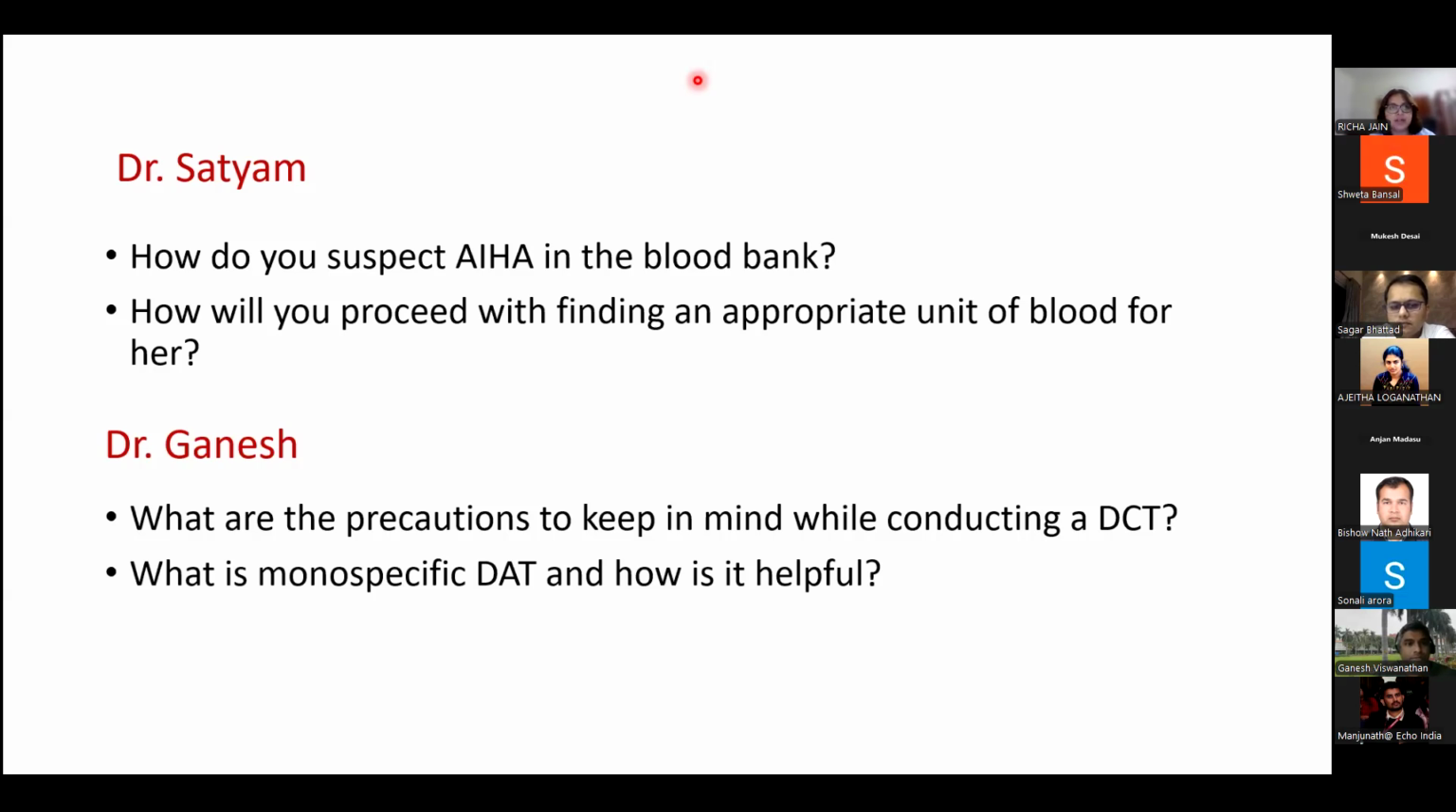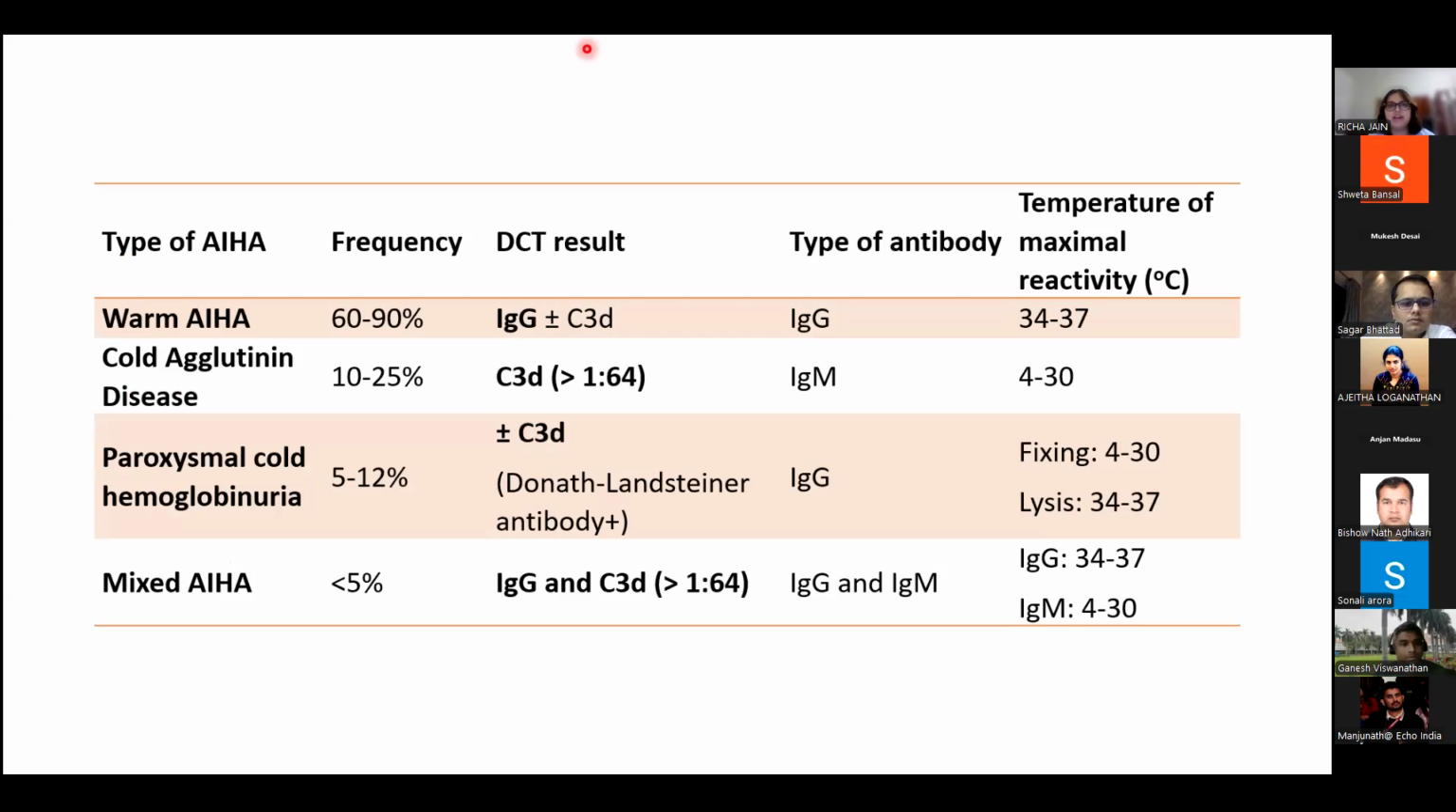Okay, so we'll go on to the next slide now. Very briefly, an overview: warm AIHA, I think we all know this, is the most common type of AIHA, at 60 to 90 percent of patients, and is mostly IgG positive. Cold agglutinin disease and paroxysmal cold hemoglobinuria are the next most common. Cold agglutinin disease is easier to identify, with a C3d positivity of more than 1:64. PCH is often a bit more difficult to diagnose, which we will come to in a bit and pick the brains of our lab people. Mixed AIHA typically has both IgG and C3d positivity.